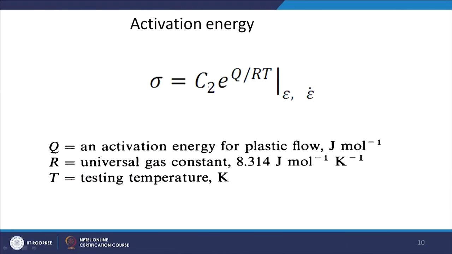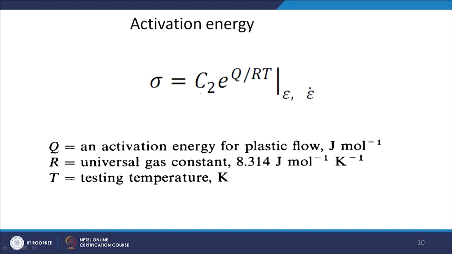Okay. And now these are very simplified relationships because we are taking other parameters as constant. But when you develop the whole constitutive equation, all these parameters will come together. So, if you see this particular equation here, sigma has some constant and an exponential function, and in that you have Q by RT. Again, we are keeping a few things constant here: the strain and the strain rate are constant.